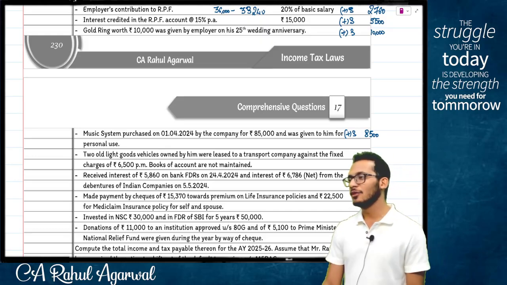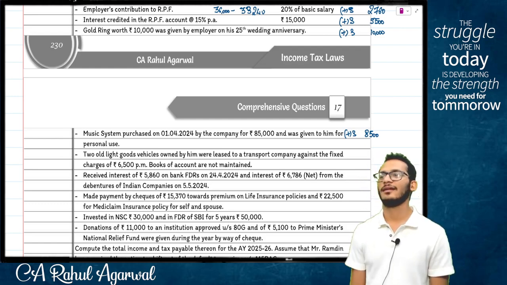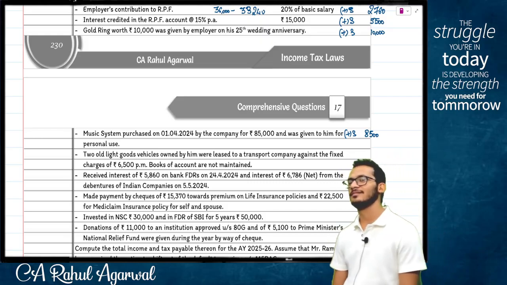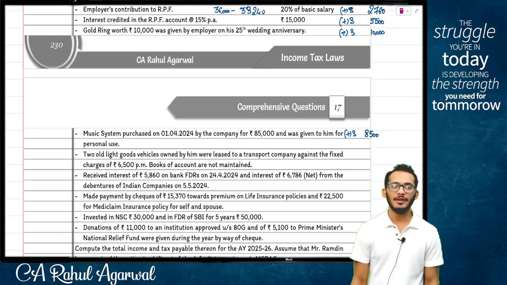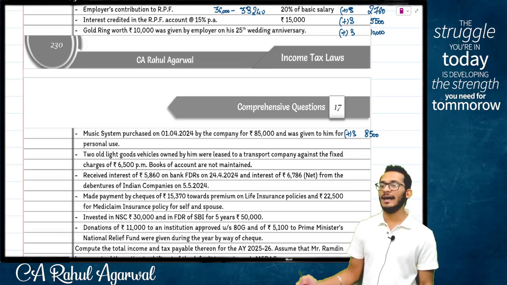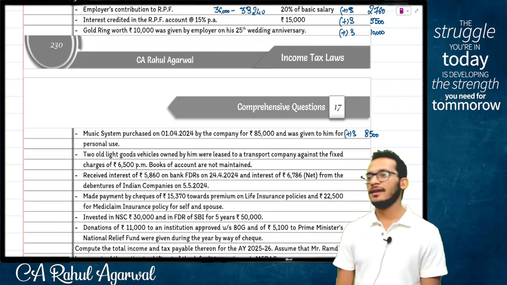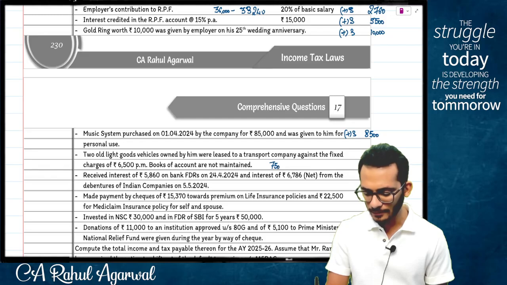Next, 2 light goods vehicles owned by him were leased to a transport company against fixed charges of 6,500 per month. Books of accounts are not maintained. You will be doing presumptive taxation. Very good. People, I am a transport operator owning less than 10 vehicles. For every vehicle, I'll be charged 7,500 per month.